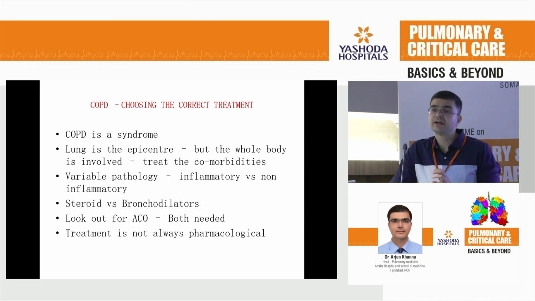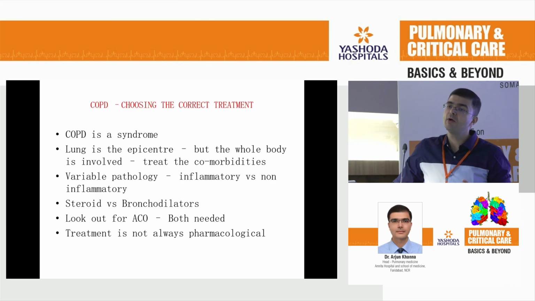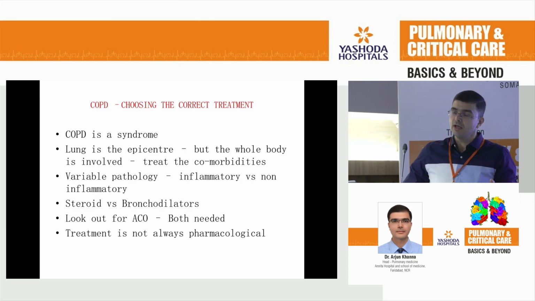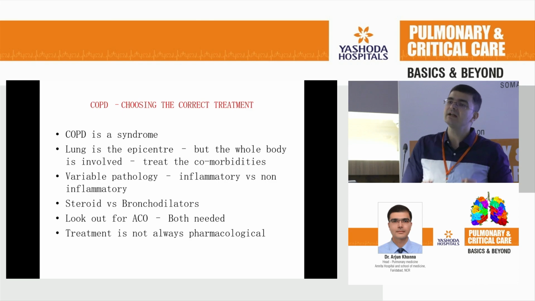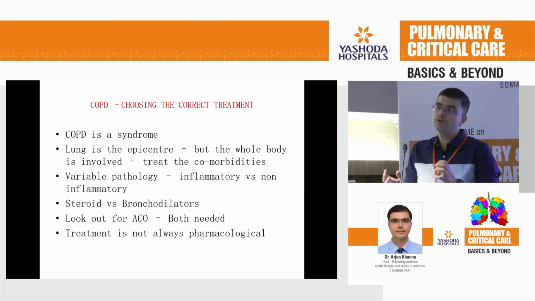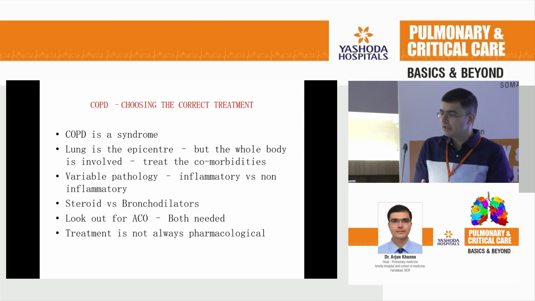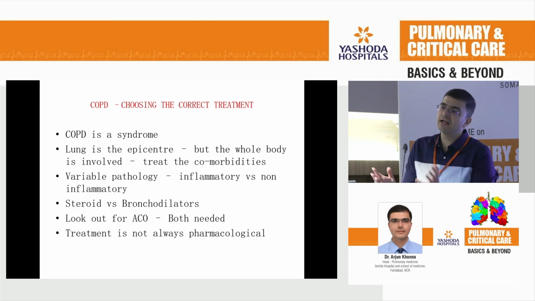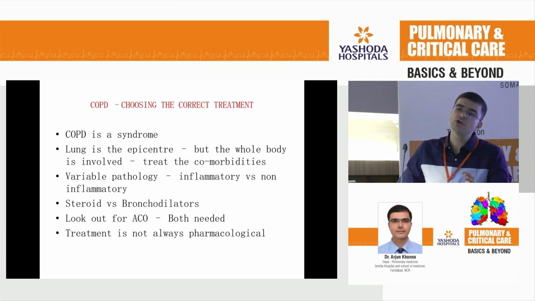Now we talk about treatable traits in COPD. We talk about individualizing therapy in COPD. There would be patients who have an inflammatory phenotype of COPD, wherein you need to focus on anti-inflammatory agents. There will be patients who have a more breathlessness or dyspnea predominant variant of COPD, where you need to focus on bronchodilation. So there is always this debate between steroids and bronchodilators. Look out for asthma-COPD overlap, which is now known as COPD-A, because a lot of these patients would need a lot of inhaled steroids and not just bronchodilators.